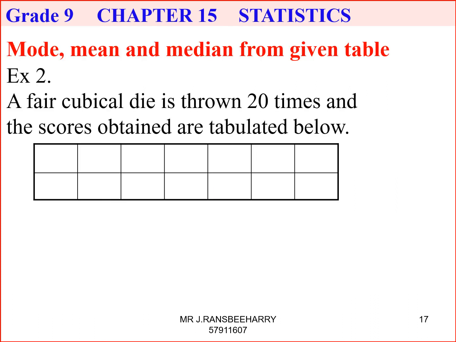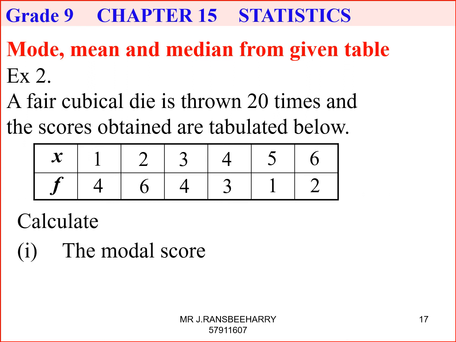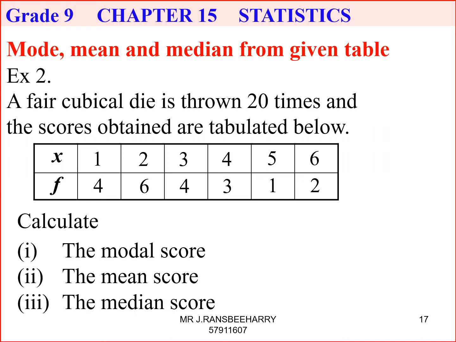Now example 2. A fair cubical die is thrown 20 times and the scores obtained are tabulated below. A fair cubical die score can be 1, 2, 3, 4, 5, 6. We obtain 4 times 1, 6 times 2, 4 times 3, 3 times 4, 1 times 5, and 2 times 6. We add all the frequencies, and we obtain 20. So n is equal to 20. Calculate the modal score or the mode, the mean score, and the median score.